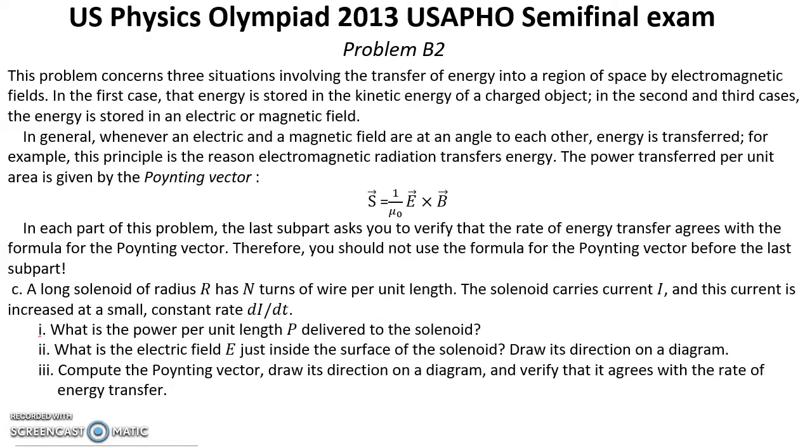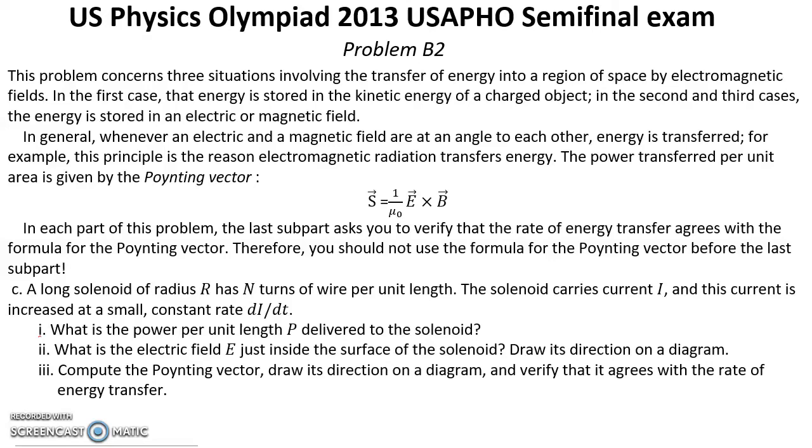Part C. A long solenoid of radius r has n turns of wire per unit length. The solenoid carries a current I, and this current is increased at a small constant rate dI over dt.